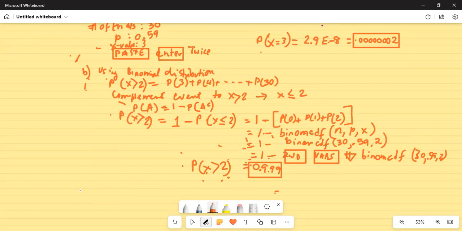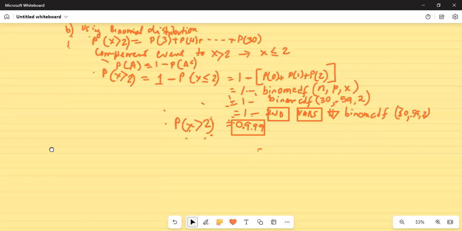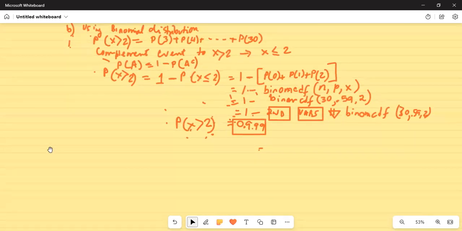Now we will do the same part using normal approximation for binomial. Part C.